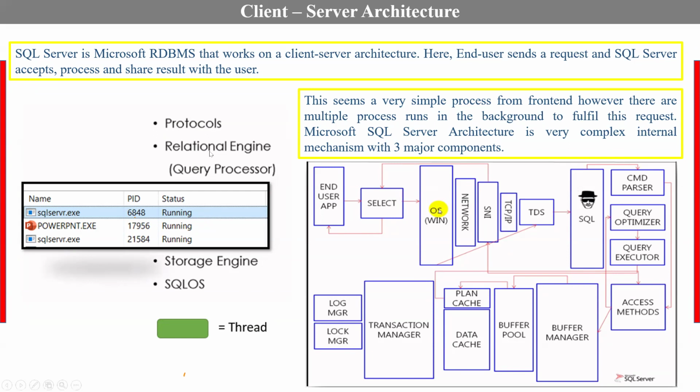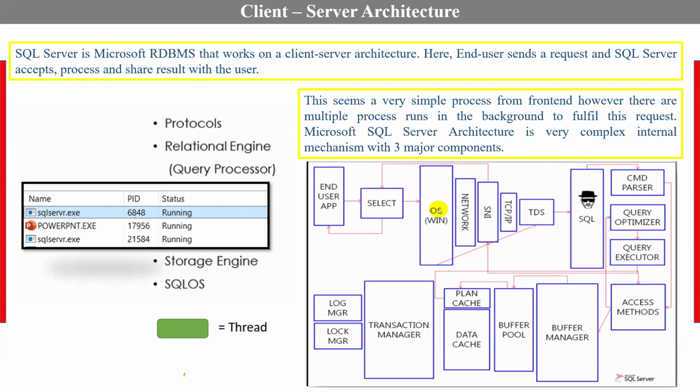First is the relational engine. Under the relational engine, we have three different components: command parser, query optimizer, and query executor. These are the three major components available in the relational engine.